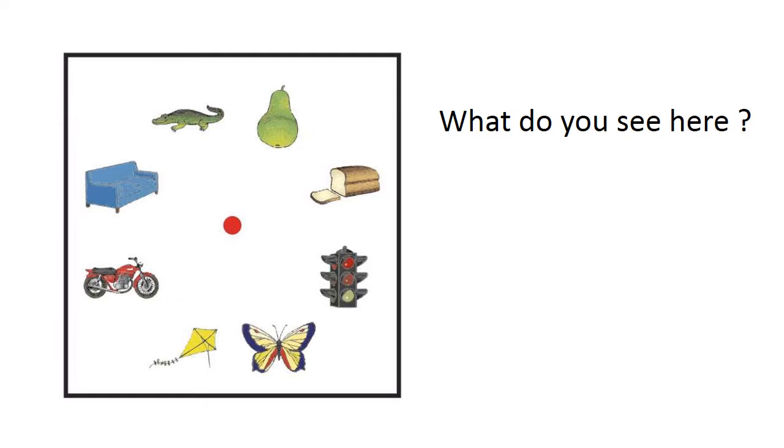So, what do you see here? The simple answer, of course, is that you see a circular array of 8 objects. You can easily identify each of these objects, and you will have the strong impression that you take them in more or less all at once.